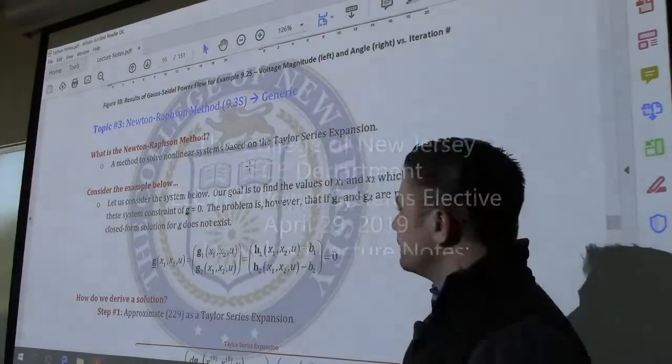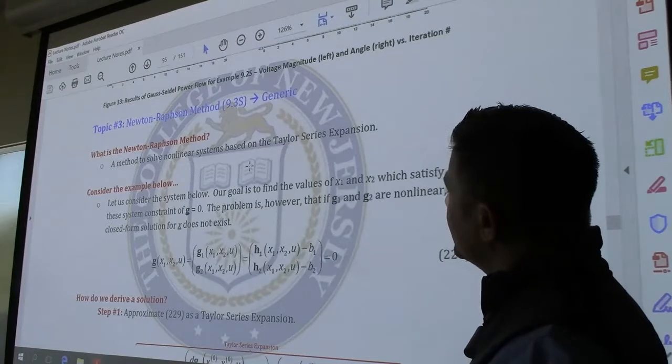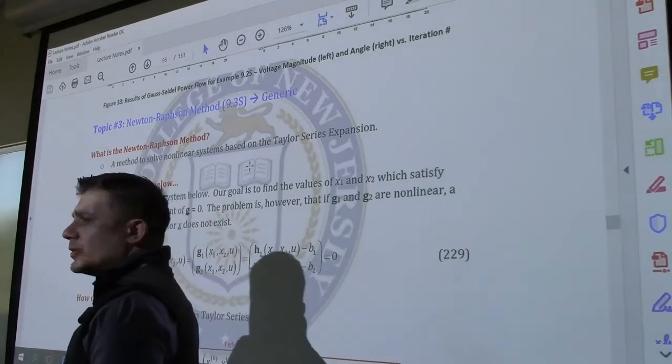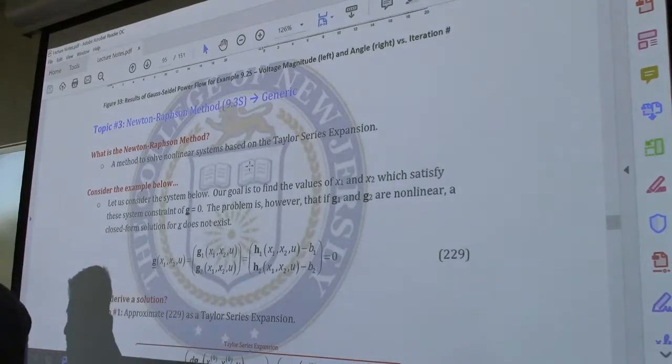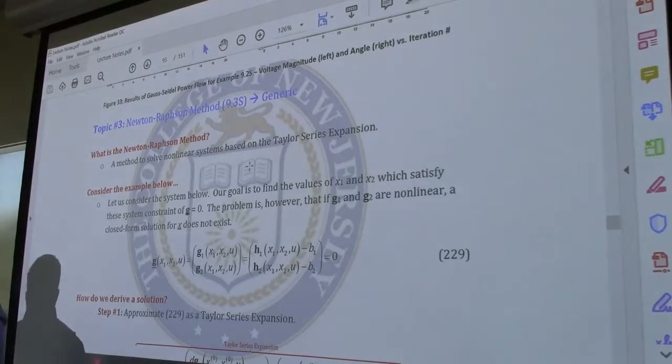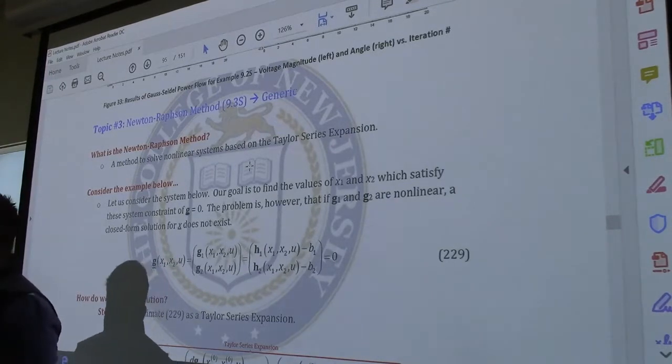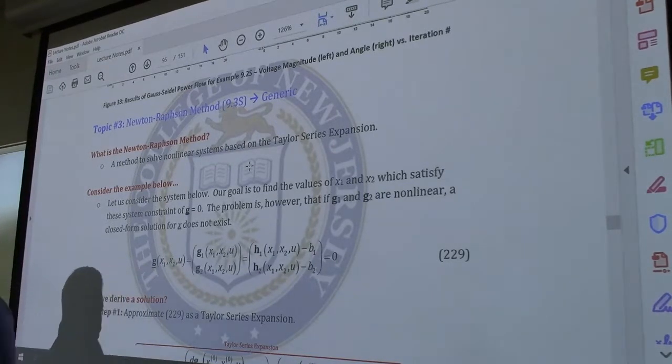So Newton-Raphson, another power flow method. It's going to lead us to the exact same endpoint, and it's going to use an iterative method. The way that it's implemented is going to be different, and we talked about it last time, so I'll go quickly through it today.